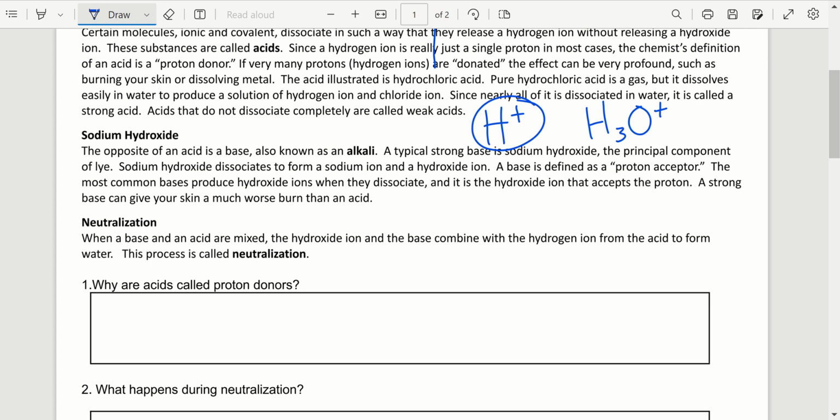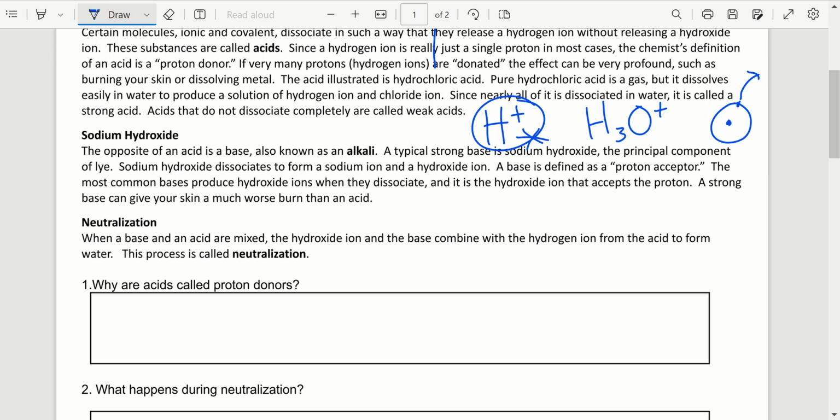Okay? Since a hydrogen ion is really just a proton. Why? Because a hydrogen atom has one proton in the nucleus and one electron. When it loses that electron, it just has a proton left. So the chemist's definition of an acid is a proton donor. If very many protons or hydrogen ions are donated, the effect can be very profound, such as it can burn your skin or dissolve metal.